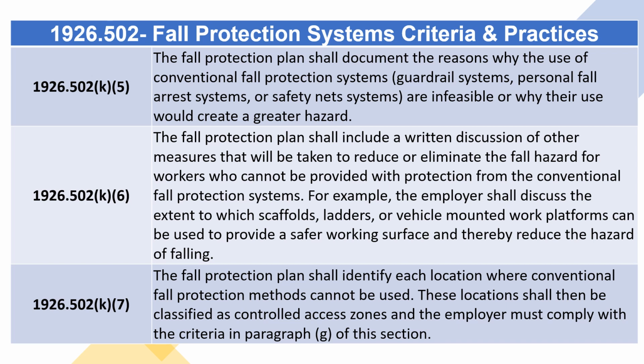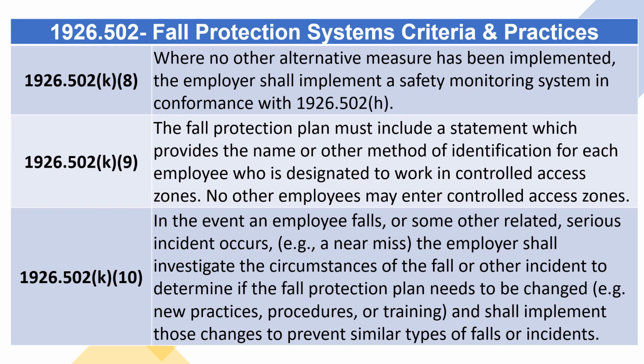1926.502(k)(7). The fall protection plan shall identify each location where conventional fall protection methods cannot be used. These locations shall then be classified as controlled access zones, and the employer must comply with the criteria in paragraph (g) of this section. (k)(8). Where no other alternative measure has been implemented, the employer shall implement a safety monitoring system in conformance with 1926.502(h).